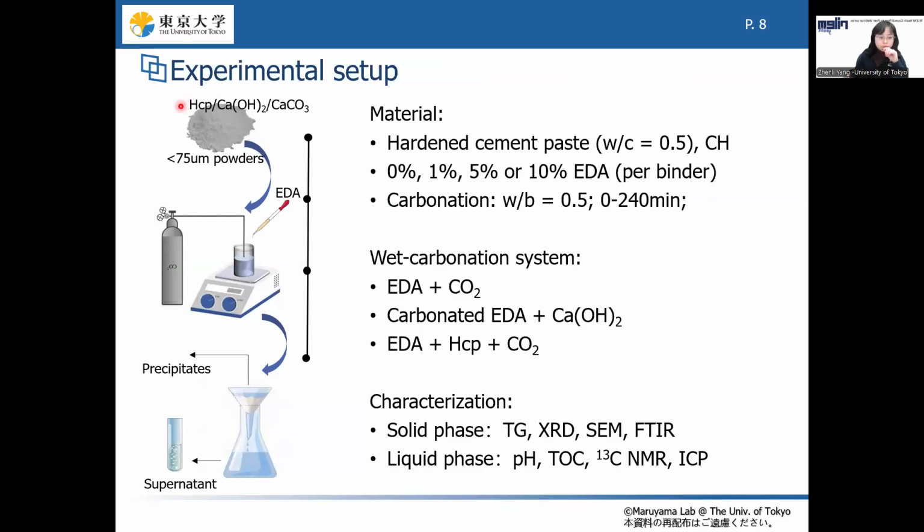We prepared 3 types of materials: hardened cement paste, calcium hydroxide, and calcium carbonate. We put these powders into DI water with CO2 bubbling in. At the same time, we add 0.15% of EDA. After carbonation from 0 to 4 hours, we filtrate the solution to get the precipitates and the supernatant and analyze them with these techniques.